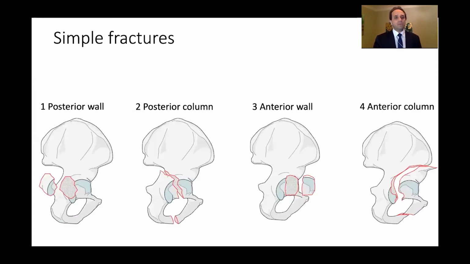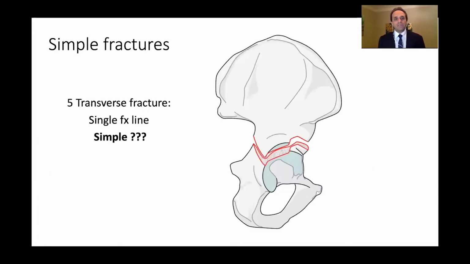The 5 simple are the posterior wall, the posterior column, the anterior wall, and the anterior column. And you all know this. Then the 5th one is the transverse, which has a single fracture line, but actually it's not that simple. The transverse fractures are further subdivided into 3 types.